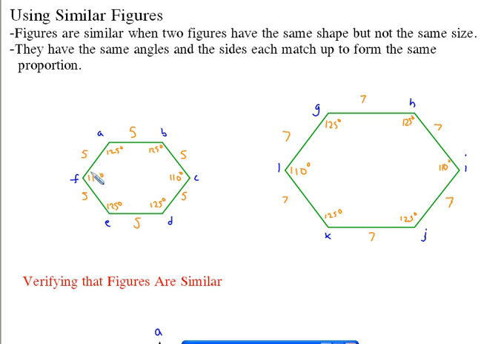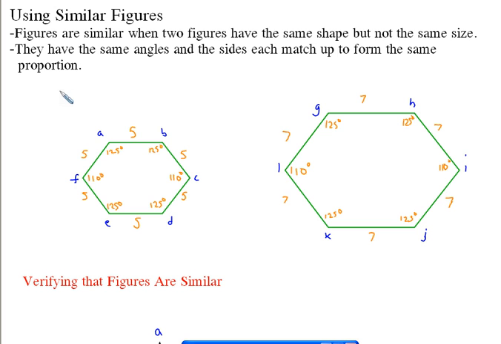proportions. So if you look here, we've got polygon A, B, C, D, E, F, and polygon G, H, I, J, K, L. Now what shape are those? Wait for it. They are hexagons because they are six-sided figures. And what we need to do is show that they're actually similar figures.